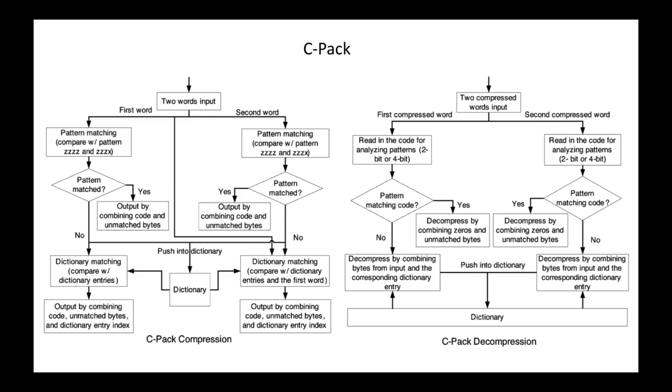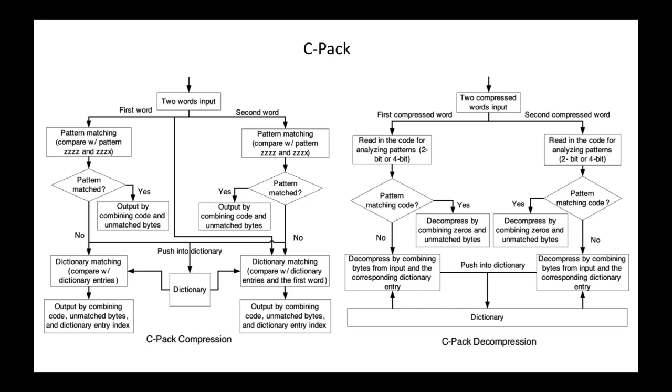For the compression part, during one iteration, each word is first compared with patterns ZZZZ and ZZZX. If there is a match, the compression output is produced by combining the corresponding code and unmatched bytes as indicated in the table that we will present later. Otherwise, the compressor compares the word with all dictionary entries and finds the one with the most matched bytes. The compression result is then obtained by combining code, dictionary entry index, and unmatched bytes, if any. Words that fail pattern matching are pushed into the dictionary.